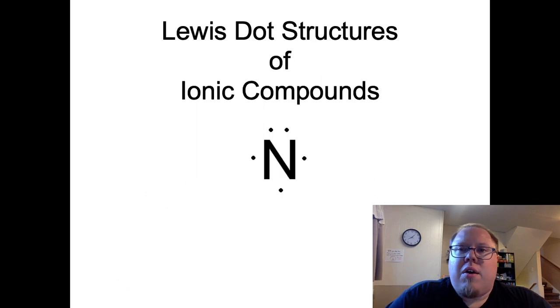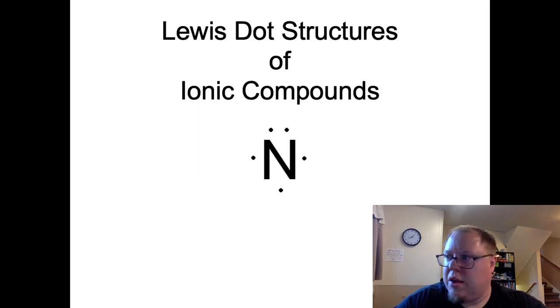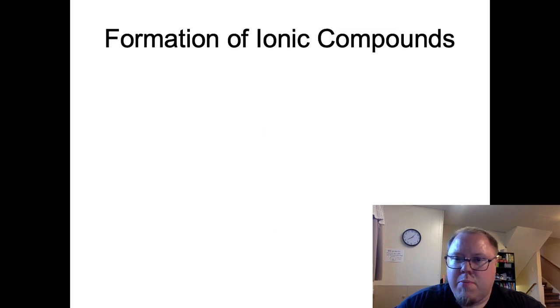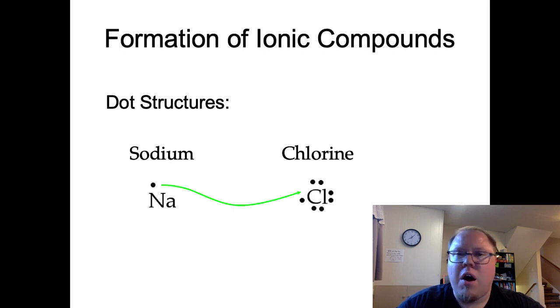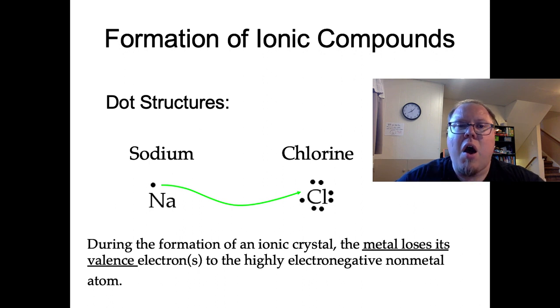Now, drawing Lewis dot structures for this can be a little tricky. So I've already done one of them, but let me just kind of walk through it again. So we had the sodium with 1, chlorine with 7. Okay, during the formation of this ion, one of those goes over to the chlorine from the sodium. So the metal loses its electron, goes to the chlorine.